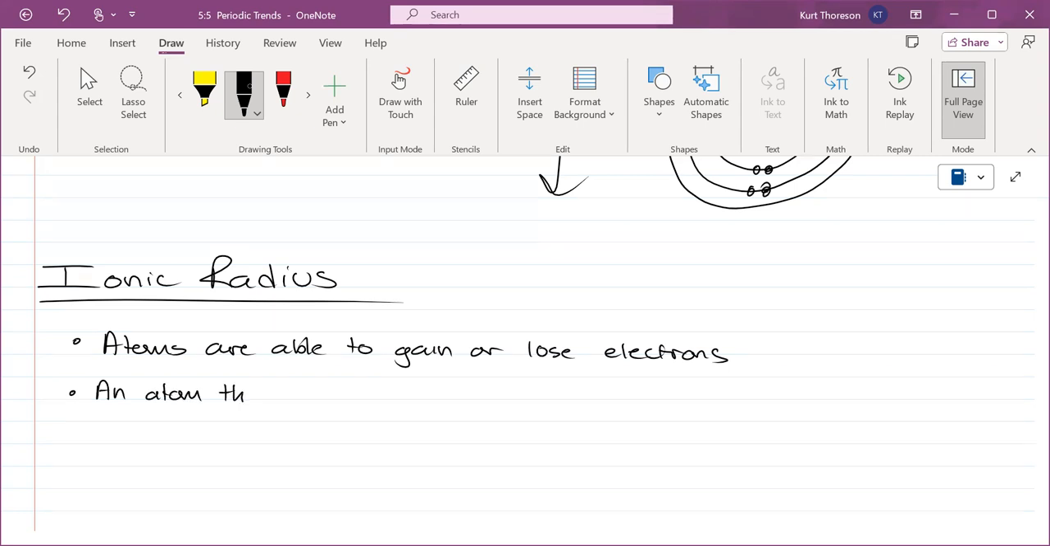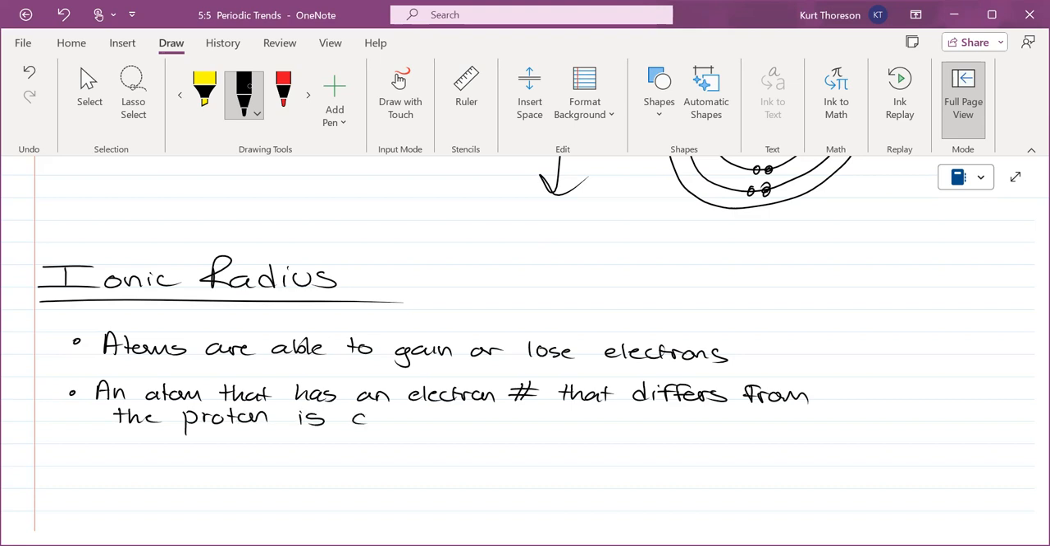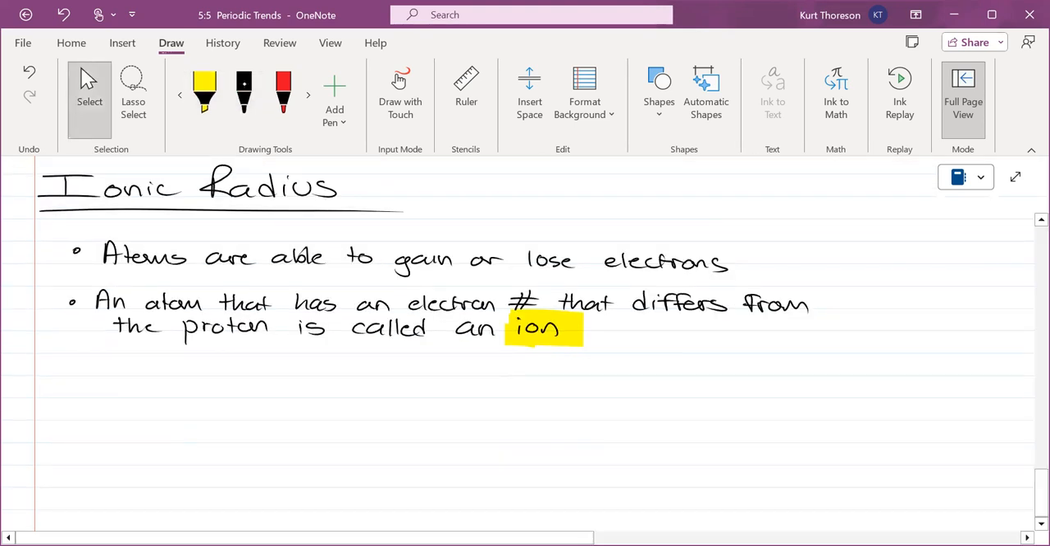An atom that has an electron number that differs from the proton number is called an ion. I mean, gosh, this is big. This is a really big lesson. It's easy, but you don't know it yet, so it might be hard to start.